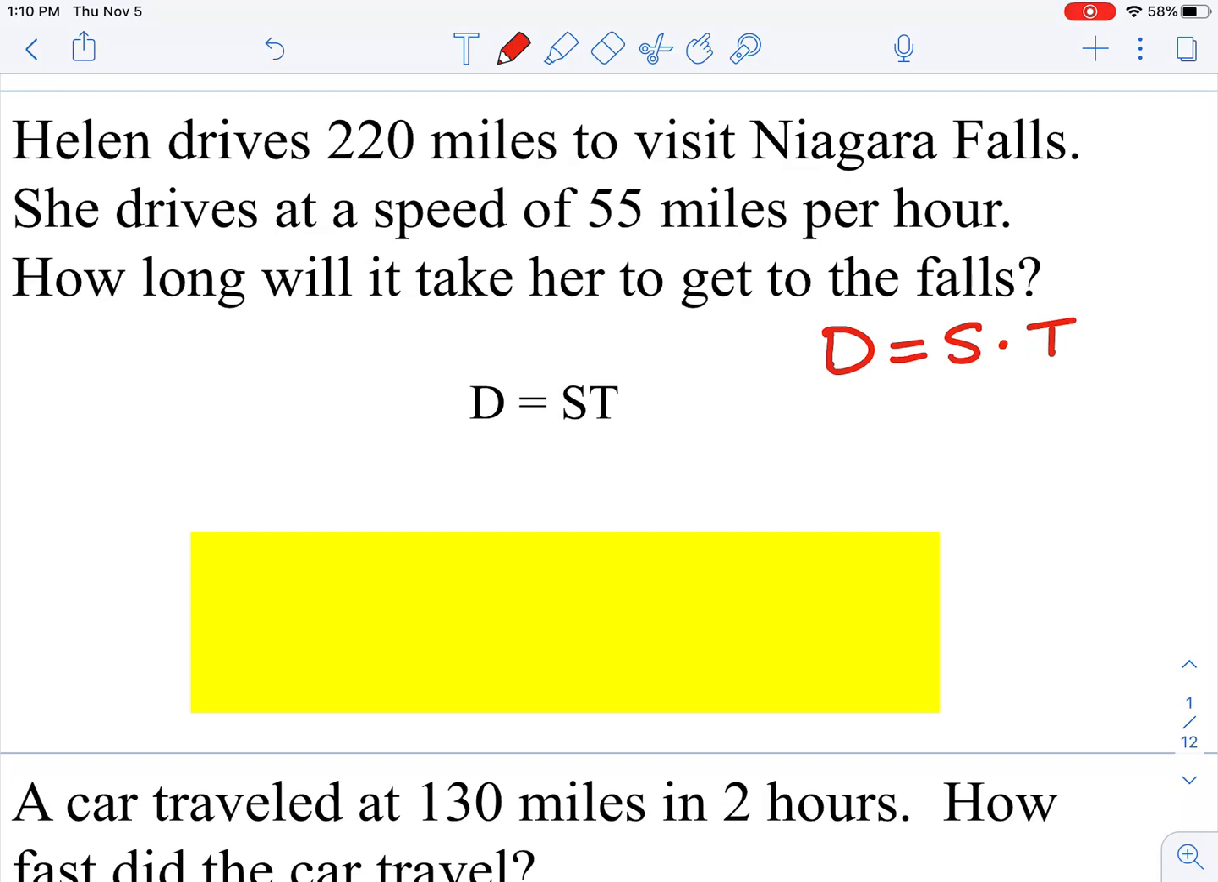I would read through my problem. Helen drives 220 miles to visit Niagara Falls. She drives at a speed of 55 miles per hour. How long will it take her to get to the falls? Now, I see 220 miles to visit Niagara Falls. So I know that is going to be my distance. So I'm going to replace that D with 220 and bring down the equal sign.